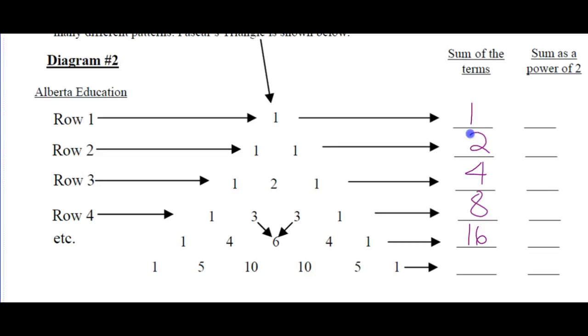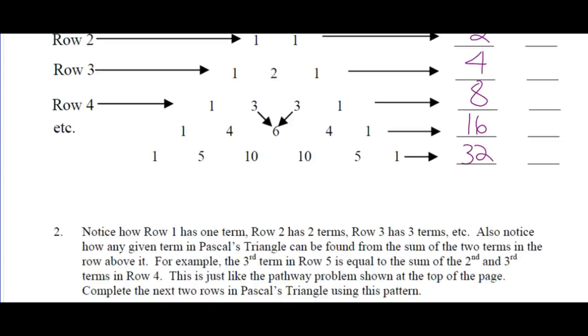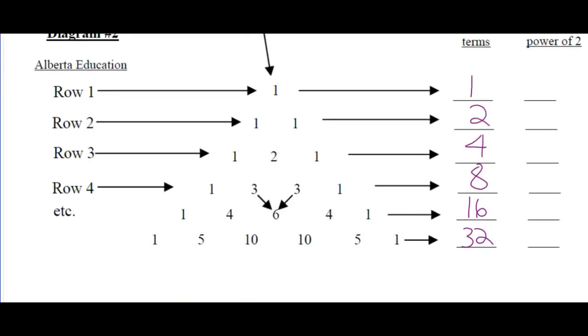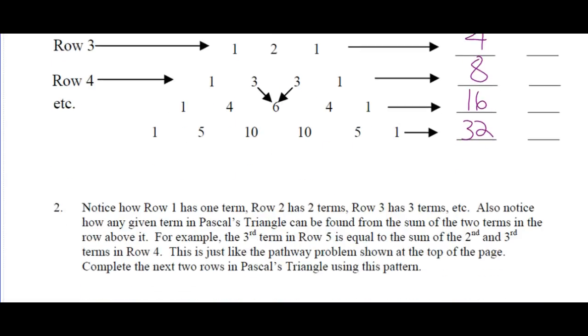So what's the next one? Probably 32, right? Okay, so that is actually true. So we have 32. Notice how row 1 has 1 term. Row 2 has 2 terms. Row 3 has 3 terms, right? So this is how we're going to look at this. The first row has 1 term, second row 2 terms, third row 3 terms, etc.